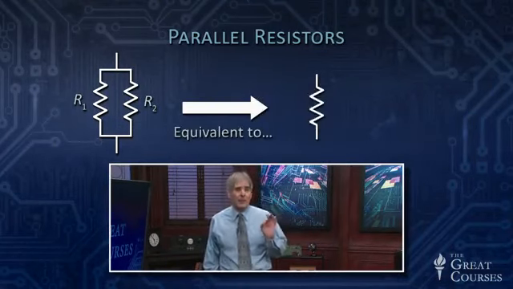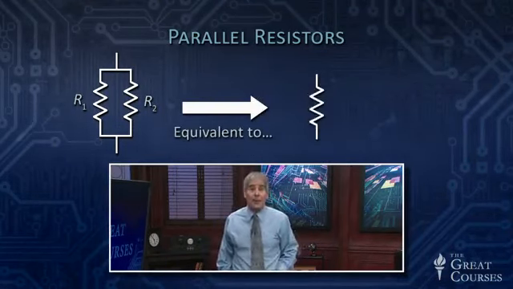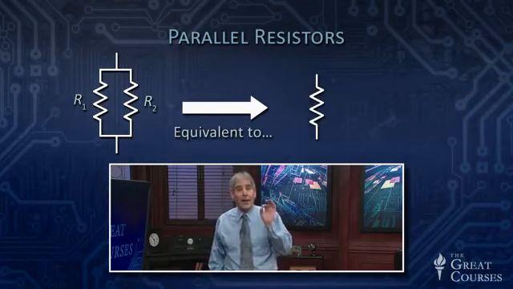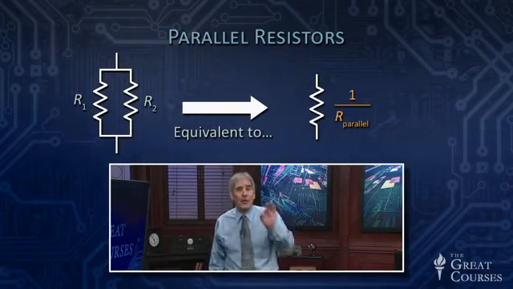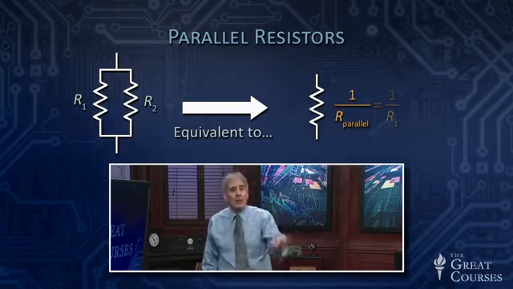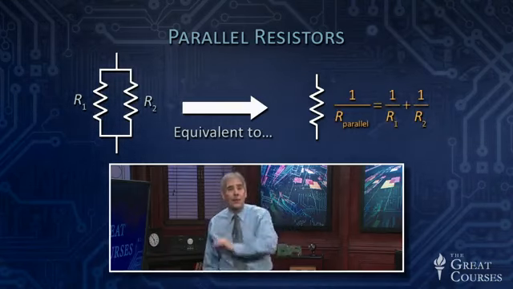And it goes down in a rather funny way, which again we could derive, but we're not going to bother to in this course. And it turns out that what adds is the reciprocal of the resistance, 1 over it. So 1 over R parallel is 1 over R1 plus 1 over R2.